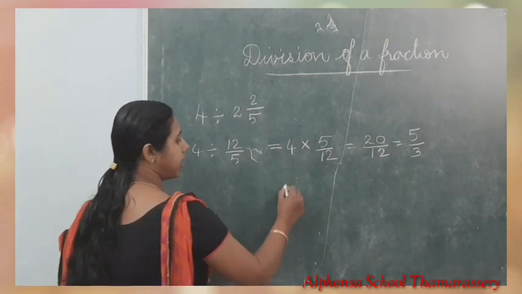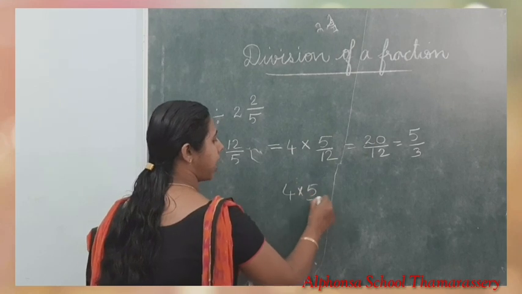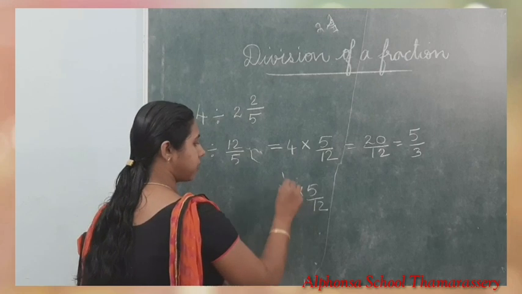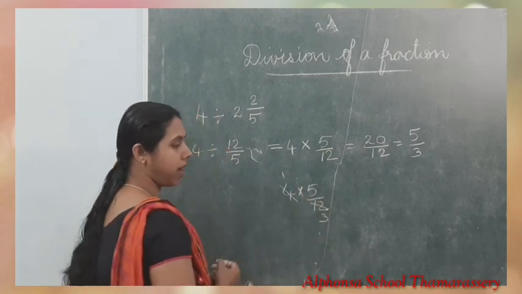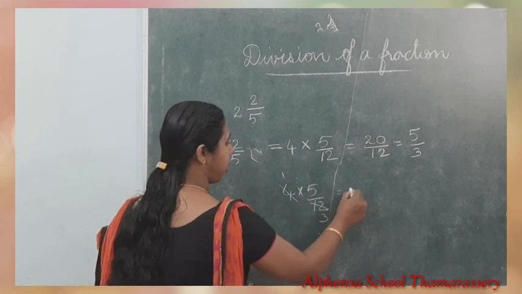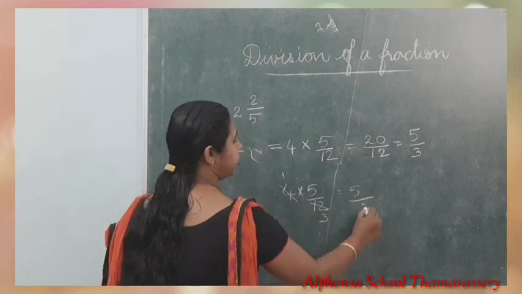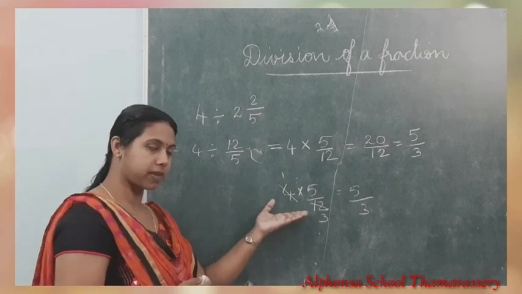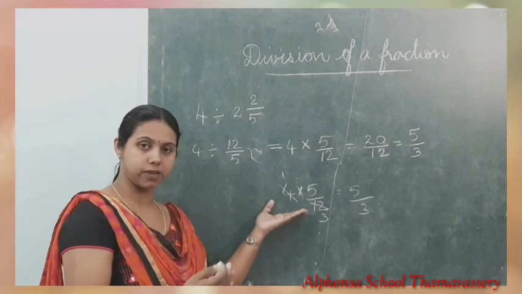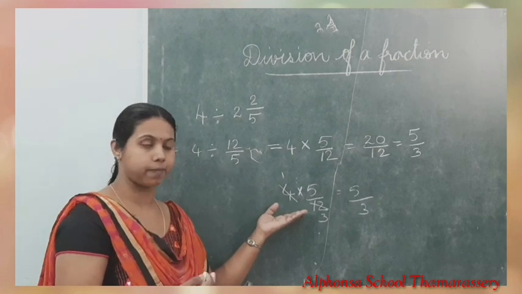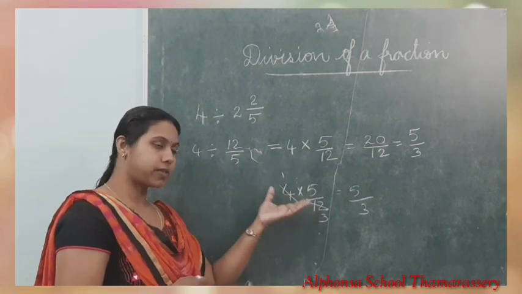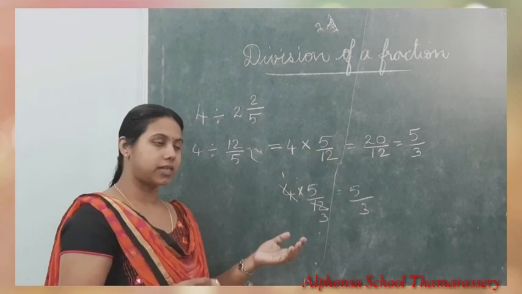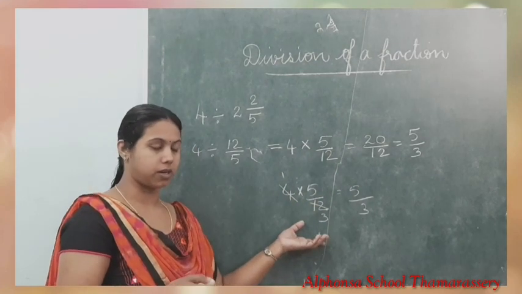Or you can use the cutting method, 4 into 5 by 12. In 4 and 12, there is a common factor 4. 1 4 is 4, 3 4s are 12. So 1 5 is 5 divided by 3. Both the answers are the same. You can practice the cutting method, that is easy, and your calculation will be easier. And if you are confused with this, you can continue with the same method. But when you are practicing, try the cutting method also.